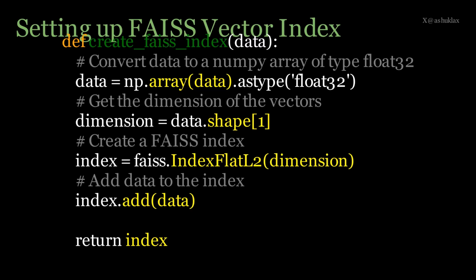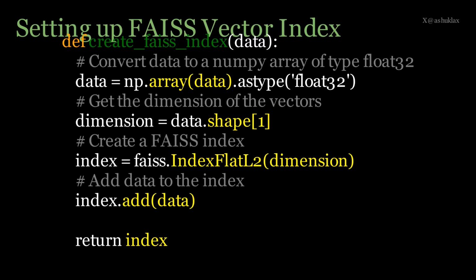So data.shape[0] retrieves the dimension of the vectors in the data, which we store in a variable called dimension. And data.shape[1] gives the number of columns in that array, which corresponds to the dimension of each vector. Now finally, in the next step, we create a FAISS index. So write index equals faiss.IndexFlatL2, and you pass the dimension.